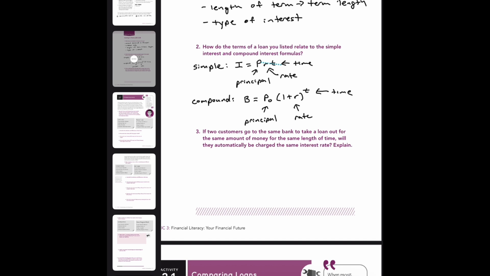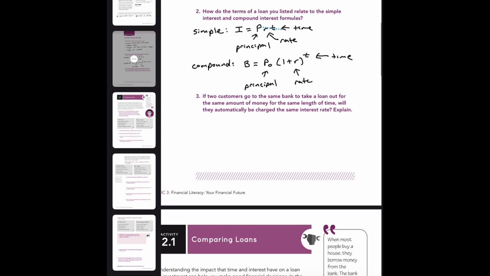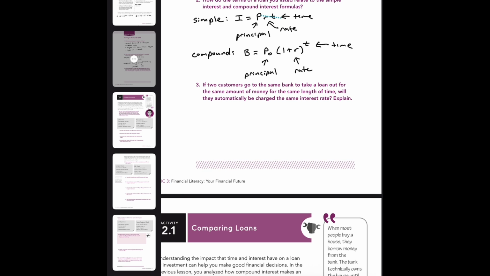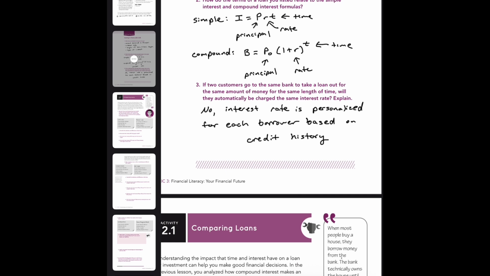Okay, so for 3, if 2 customers go to the same bank to take a loan out for the same amount, same length of time, will they automatically be charged the same interest rate? And the answer there is no, they will not. Interest rate is personalized for each borrower based on credit history. So someone with better credit is going to get a better interest rate.